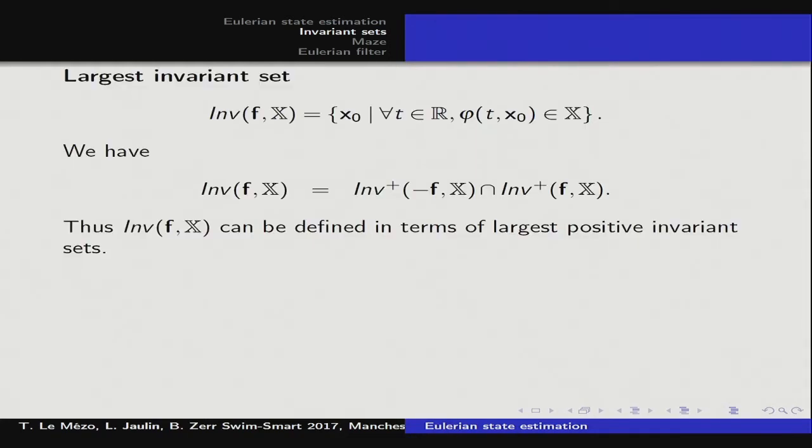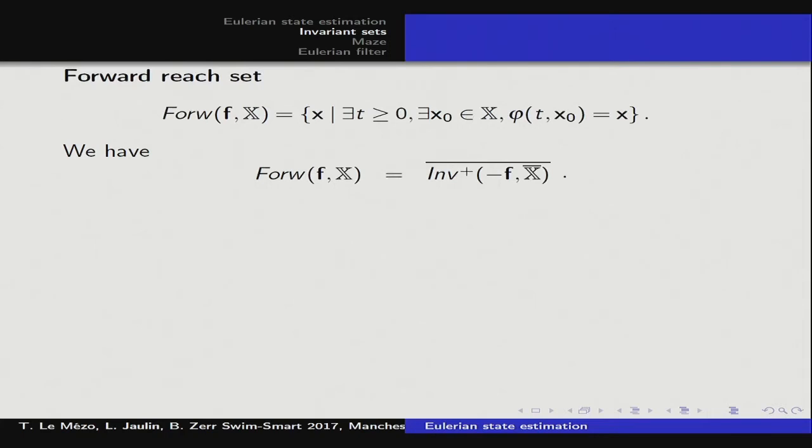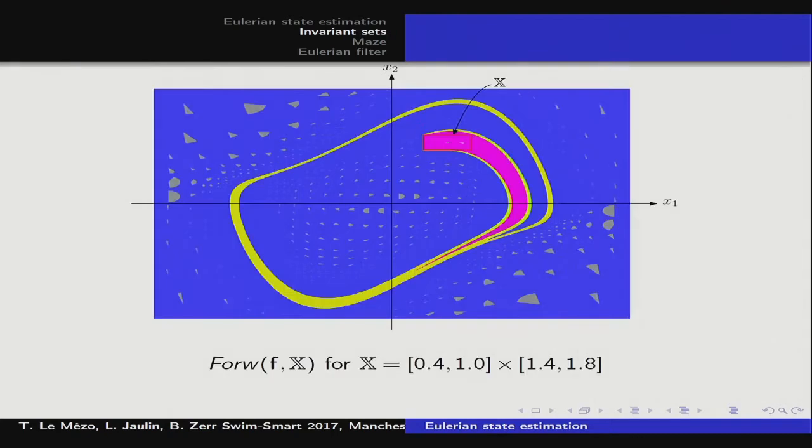So now I can also define the intersection of the positive invariant and the negative invariant, and it corresponds to all invariant sets: limit cycles, equilibrium points and so on. What I want to say here is, as we saw in some talk about the forward reach set, it corresponds to all the future of a set X. Computing the forward reach set can also be written in terms of positive invariant sets. So what I want to express here is that many problems in control theory can be expressed in terms of positive invariant sets. So that's why we use it as a basic tool.